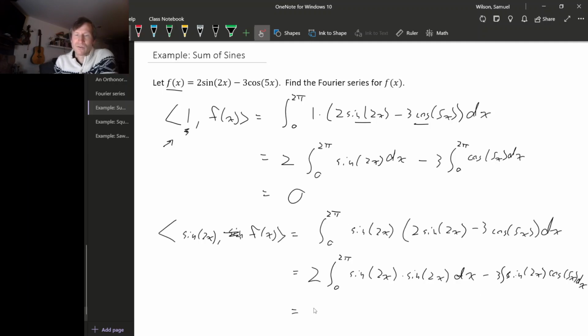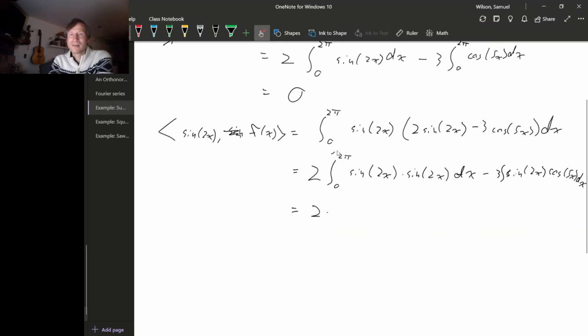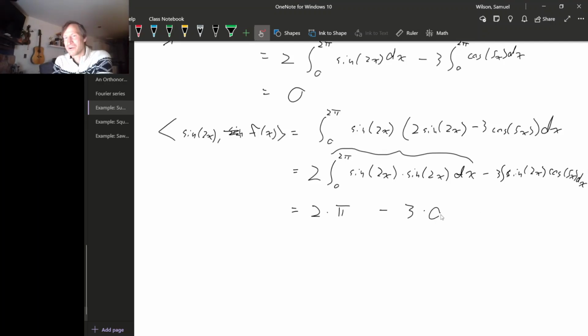Okay, so 2 times. Now, this integral, we actually already have worked out, right? This is the inner product of sine 2x with itself, and we know that that's going to give us pi. Okay, and then minus 3 times, and here, this one is the inner product of sine 2x and cosine 5x, but that one we know is 0. Okay, so we get just 2 pi.